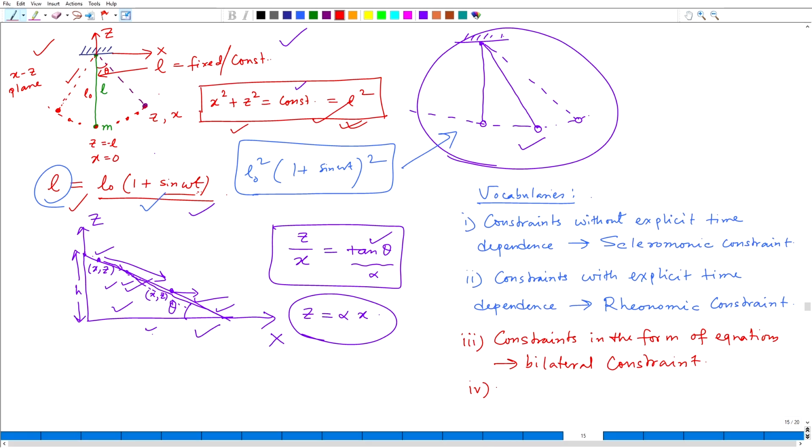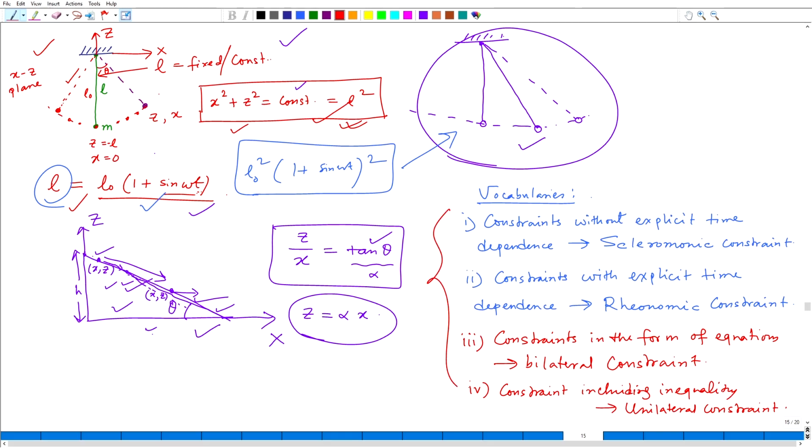Okay. Now, if the constraint is in the form of inequality, or it has a mixture of equality and inequality, in both cases the constraint including inequality is a unilateral constraint.